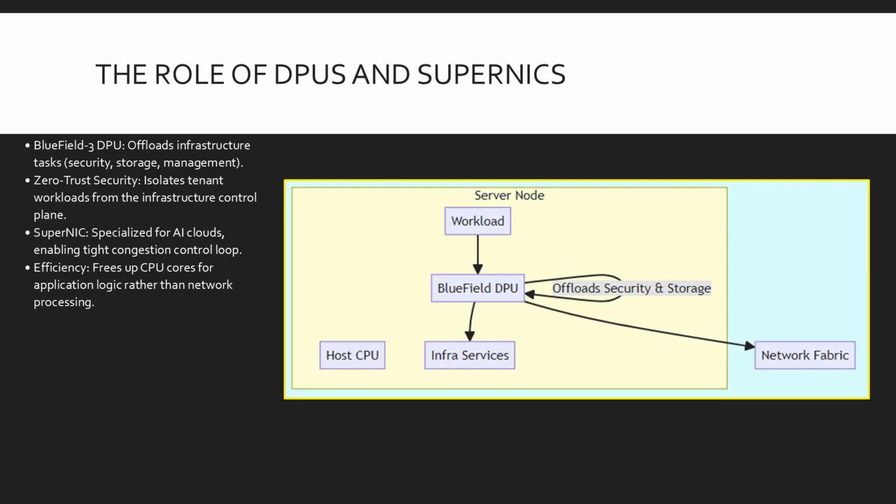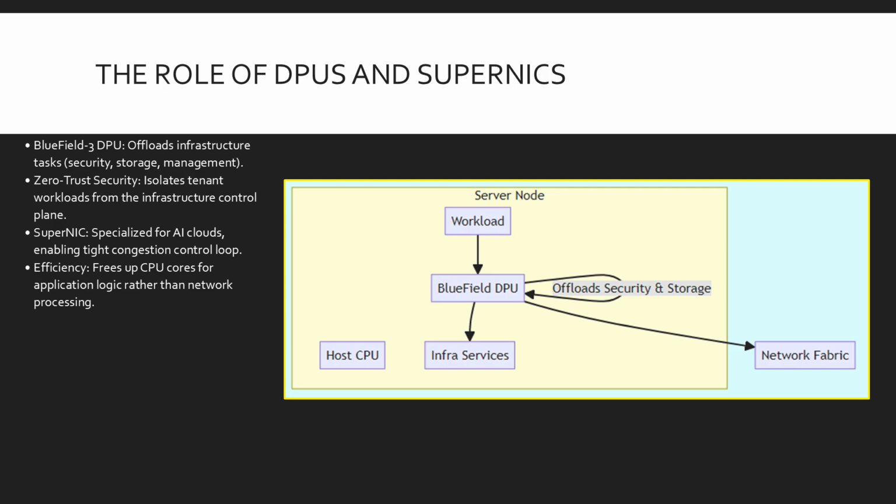Hardware acceleration isn't limited to the switch. We deploy NVIDIA BlueField-3 DPUs and SuperNICs at the server edge. The DPU acts as a computer in front of a computer, offloading infrastructure tasks like storage virtualization, security policies, and telemetry from the main CPU. This creates a zero-trust environment where the tenant workload is fully isolated from the infrastructure control plane. For AI clouds, the SuperNIC works in tandem with Spectrum-4 switches to enforce granular congestion control at the edge, ensuring data flows smoothly. What is the key takeaway? We learned that DPUs and SuperNICs are essential for securing the data center and preserving expensive compute resources for the actual AI workload.